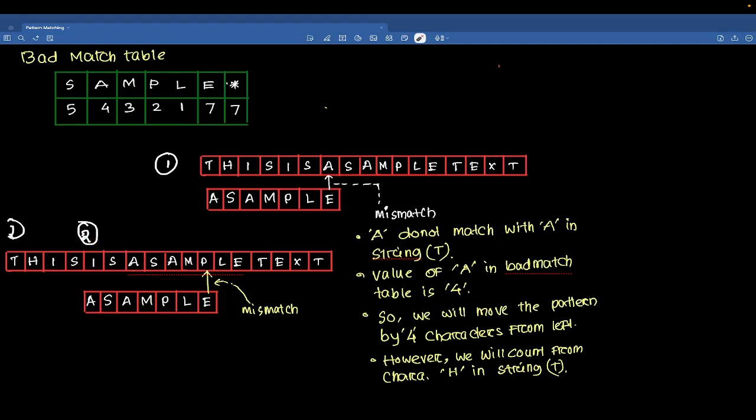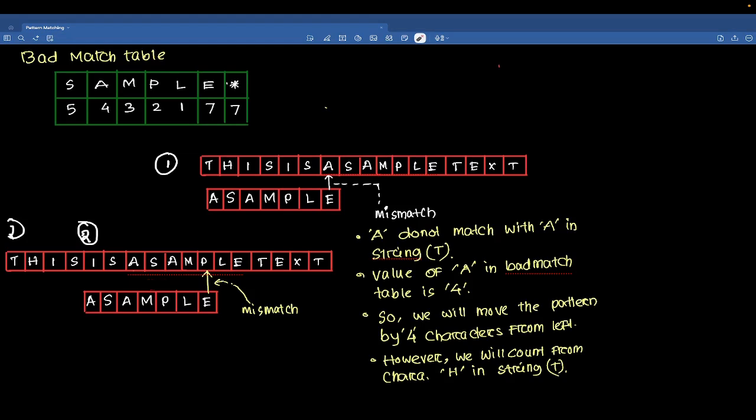We'll continue again. Then we'll compare the rightmost character E with the rightmost character P of the main string or the text, and we see that there is a mismatch. Since there is a mismatch, we will go to the bad match table and see the value of P. The bad match value for P is equal to 2. That's why we need to move the pattern 2 characters towards the right.